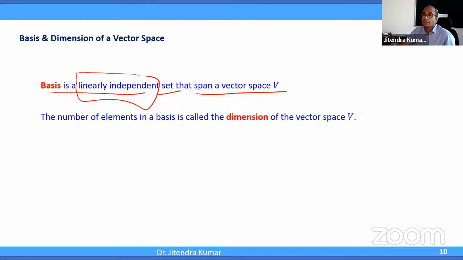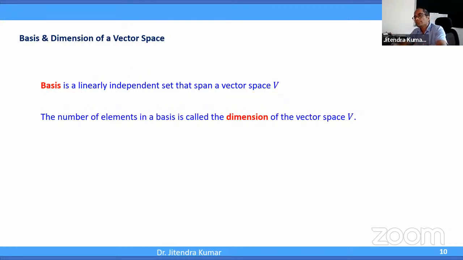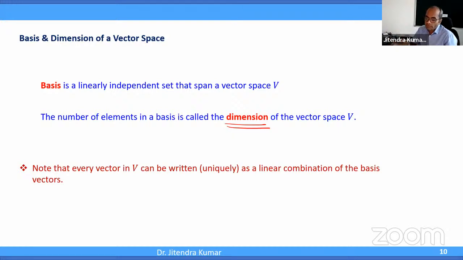And the number of elements in the basis is called the dimension, because we can also prove that the number of elements in any basis, and the basis is not unique, you can have several bases, is going to be the same, and that is called the dimension of the vector space. So every vector can be written in a unique way as a linear combination of the basis vectors.